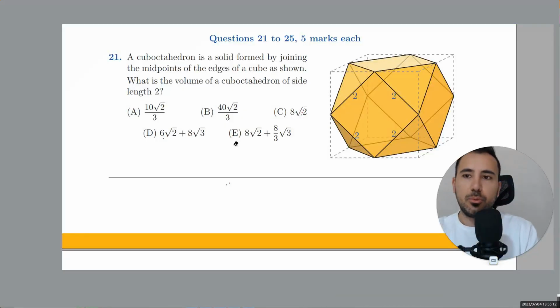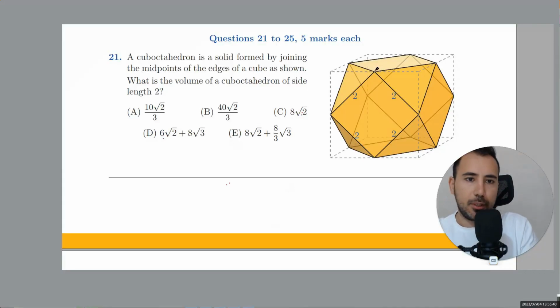Okay, let's do question 21. In my opinion, this question is too difficult to be question 21, but we're going to deal with it anyway. Well, we have a cuboctahedron, a solid formed by joining the midpoints of the edges of a cube as shown. What is the volume of this shape if the side length is 2?